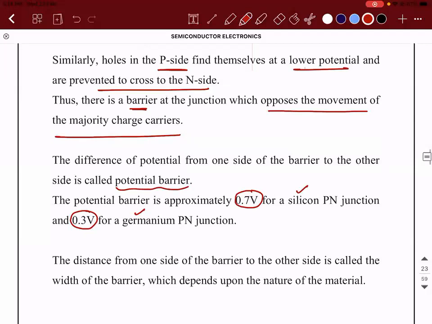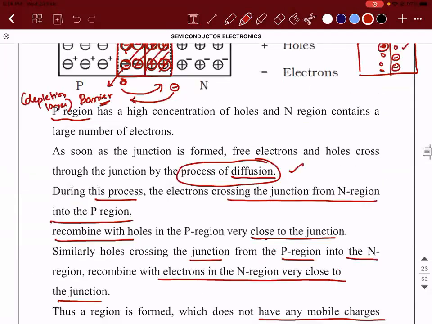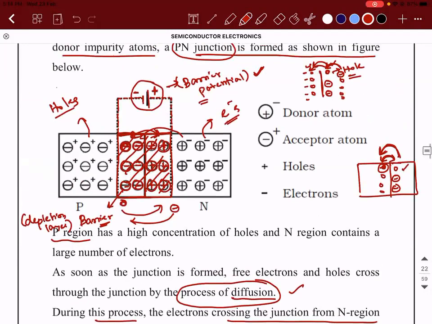The distance from one side of the barrier to the other side is called the width of the barrier, which depends upon the nature of the material. This is an important point to be noted. It means the depletion region has some amount of thickness, and this is called the width of the depletion layer. The width of the depletion layer is in terms of a few micrometers or nanometers. It is that small.